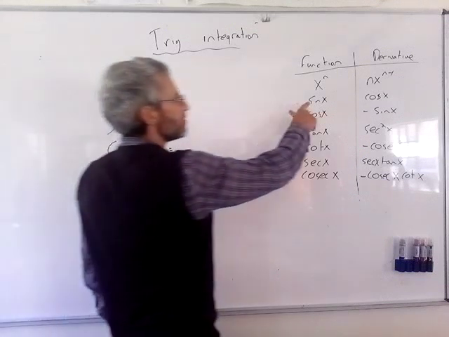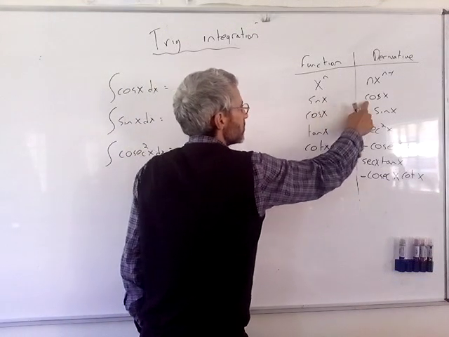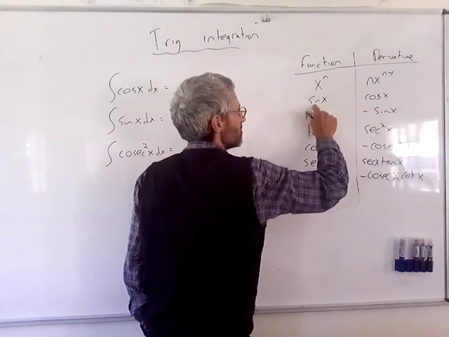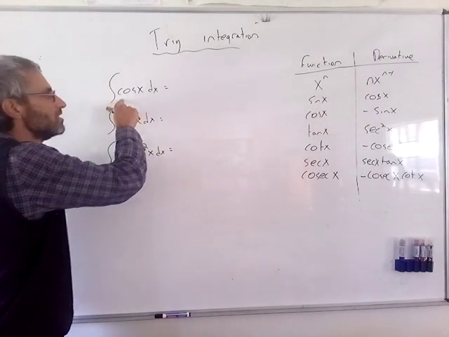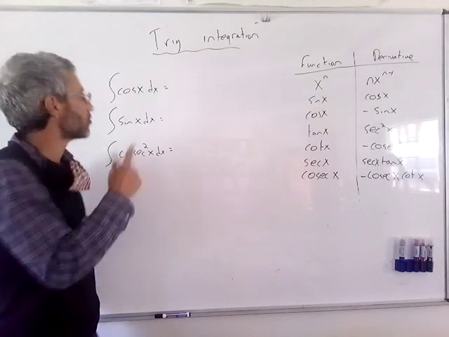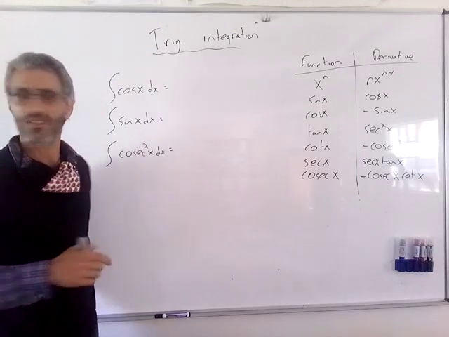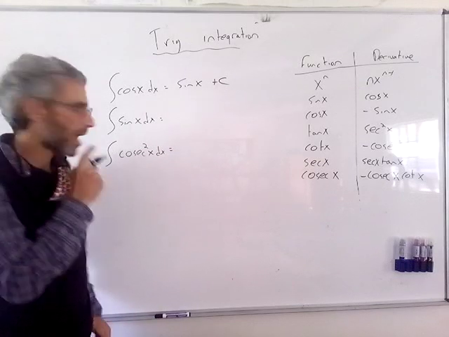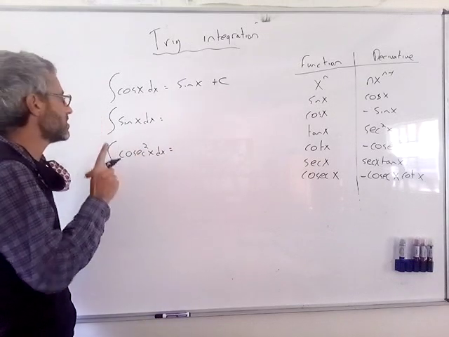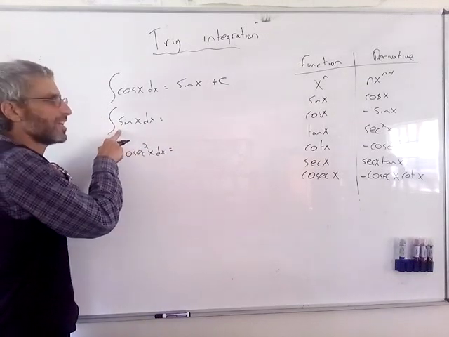So if the derivative of sin is cosine, Olivia, you ready? I'm going to ask you a question. The derivative of sin x is cosine x. What will be the integral, which is the antiderivative, of cosine x? Sine x, and obviously plus c. Slightly trickier, what will be the integral of sine x?